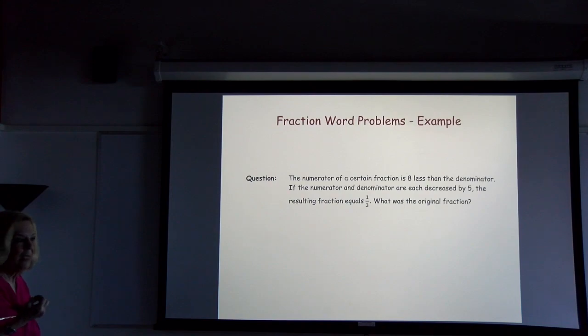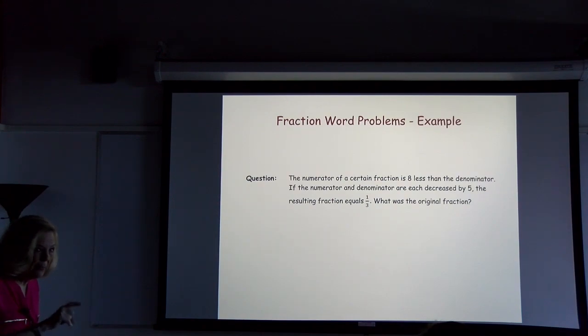Okay, fraction word problems. These have been around for a long time. You don't see them too often, but I just wanted to show you how to set something like this up. Numerator of a certain fraction is 8 less than the denominator. If the numerator and denominator are each decreased by 5, the resulting fraction equals 1/3. That does not mean that the numerator is 1 and the denominator is 3. It simply tells you that the fraction, if it is reduced to an equivalent fraction, might equal 1/3. So you could have 3/9, you could have 9/27, anything like that. They want to know the original fraction.